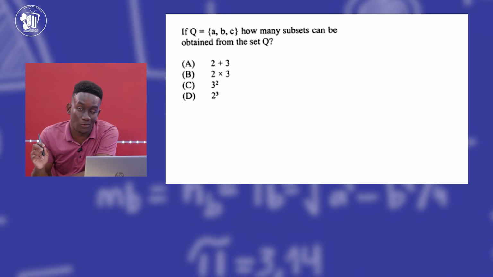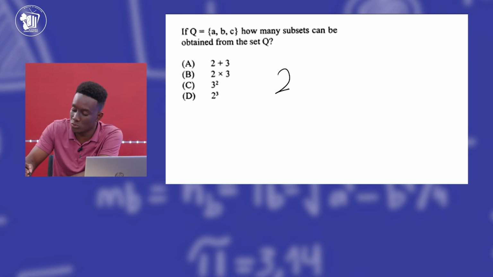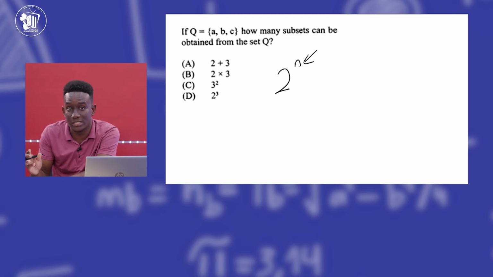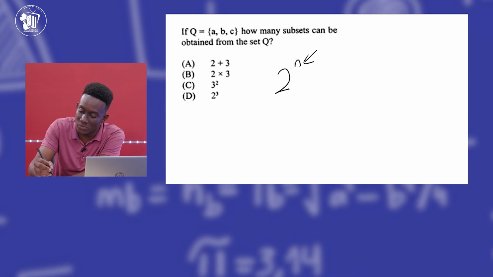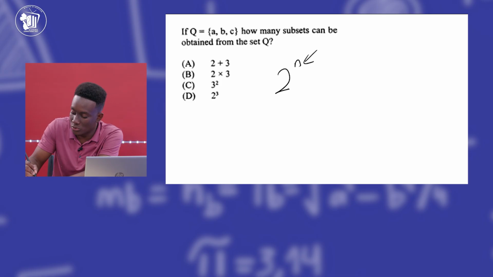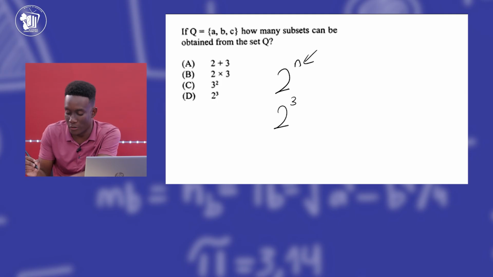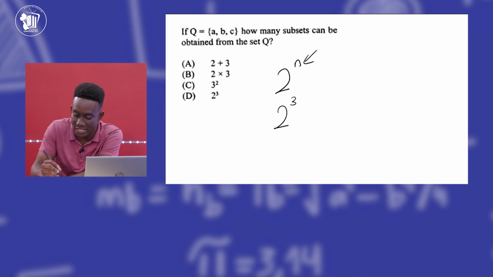So we know that to find the number of subsets in any given set, the formula that we use is 2 raised to the n power, in which n represents the total number of elements in a given set. In this case, we have 1, 2, 3 elements. So the formula here is 2 raised to the third power. And this answer would simply be D.